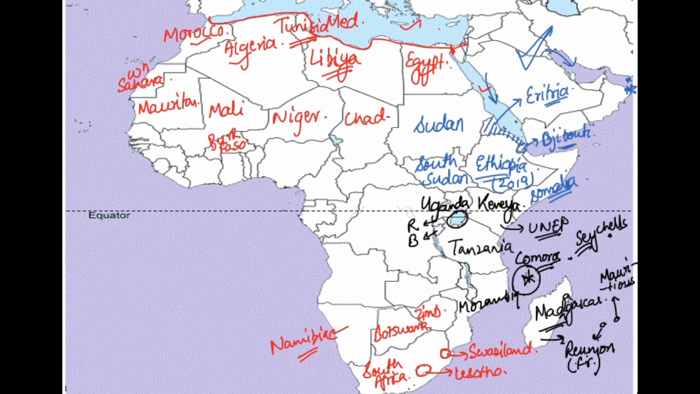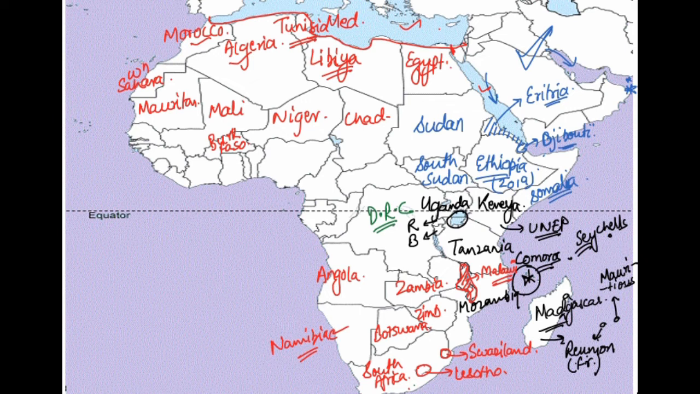North of Namibia we have Angola. East of Angola we have Zambia, and east of Zambia we have a strip of land which runs from north to south, known as Malawi. With this, I think we have completed Southern Africa. Now we move towards our next group, Central African countries. In Central Africa, the largest country is the DRC, Democratic Republic of Congo.